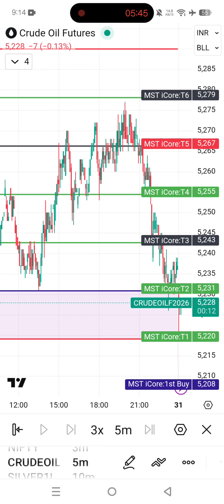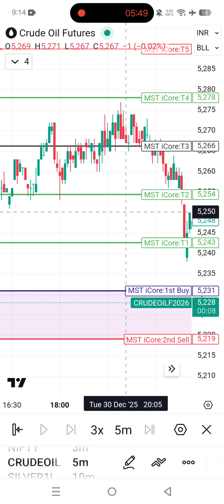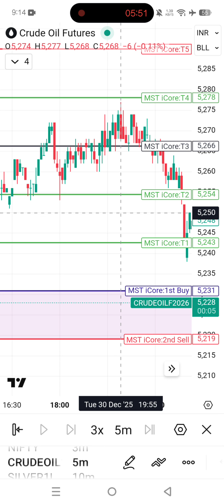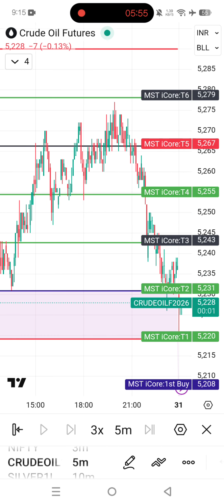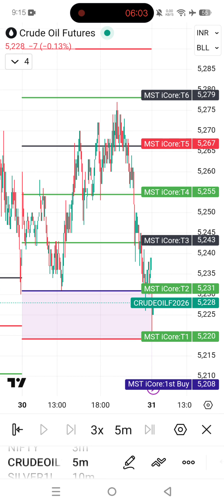So from 5231 to 5278, I think. What was the high made? 5277 was the high yesterday. So how can we catch this kind of momentum exactly from the exact low? We know the exact low before it is reached. That is the ultimate strength of our indicator.